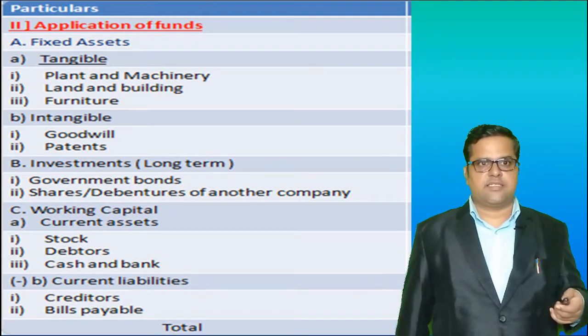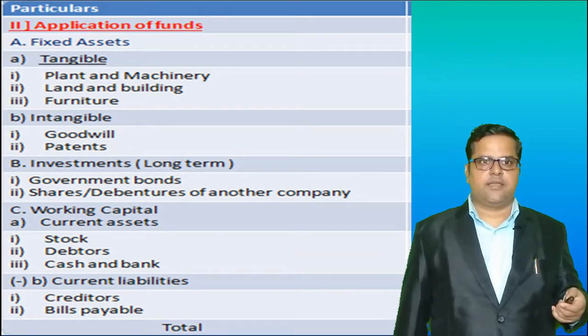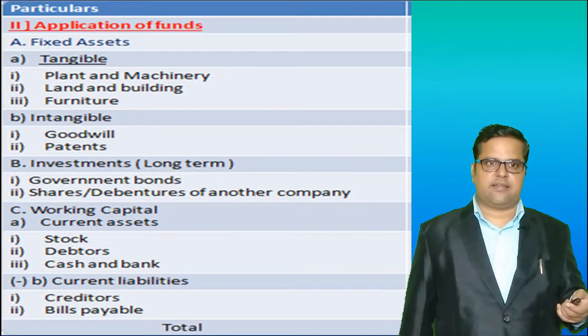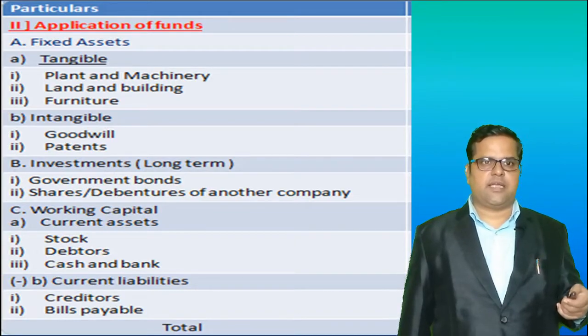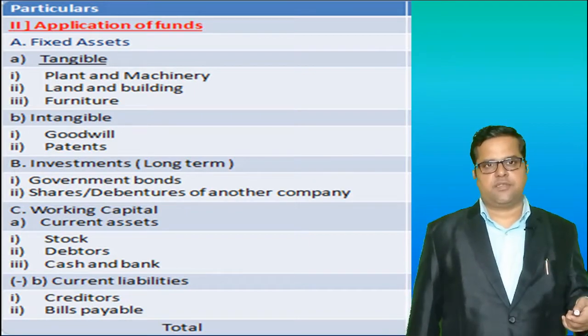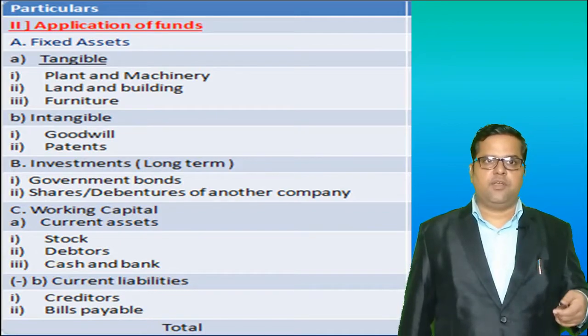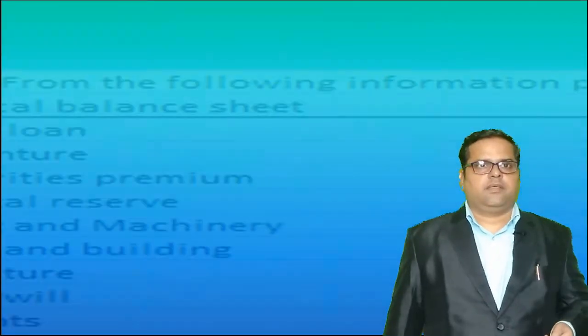It will be the net figure of current assets and current liabilities, that is CA minus CL. Current assets will include assets like stock, debtors, cash and bank, advance tax, etc. And current liabilities will include items like creditors, bills payable, outstanding expenses, etc. So the total of these three subheads, that is fixed assets, investments and working capital, will give you one total. That will be the total of application of funds, which will tally with the total of sources of funds, and this way the vertical balance sheet will tally.